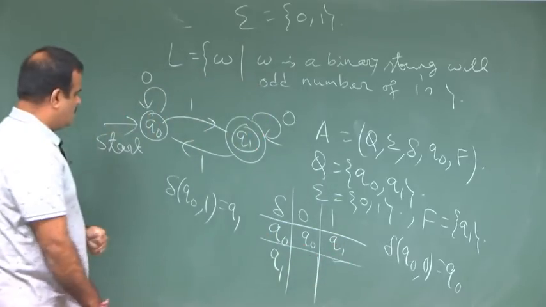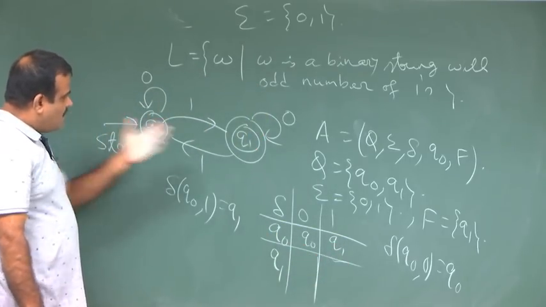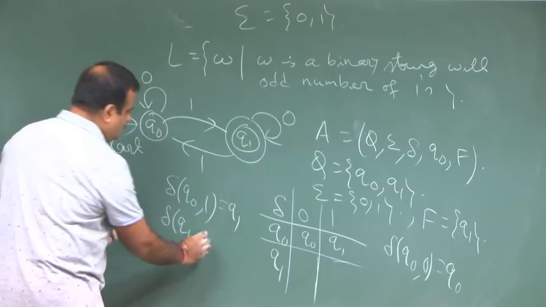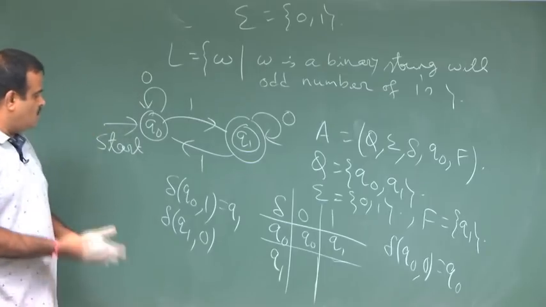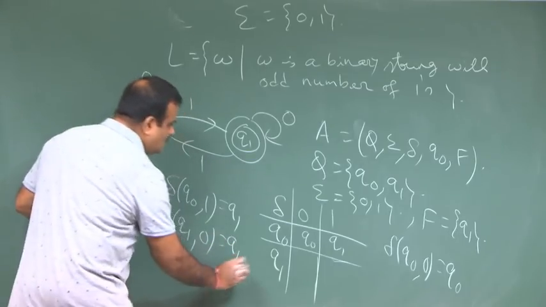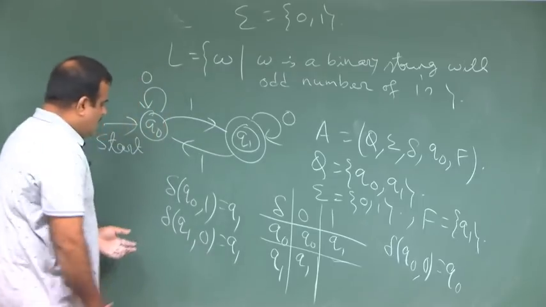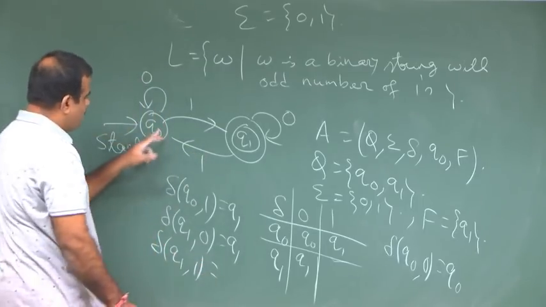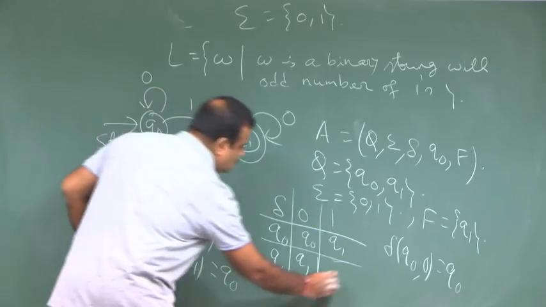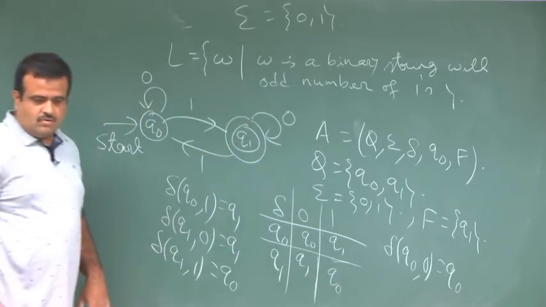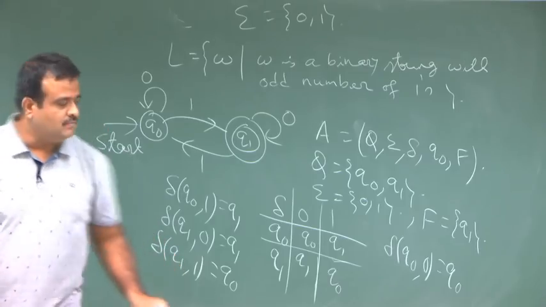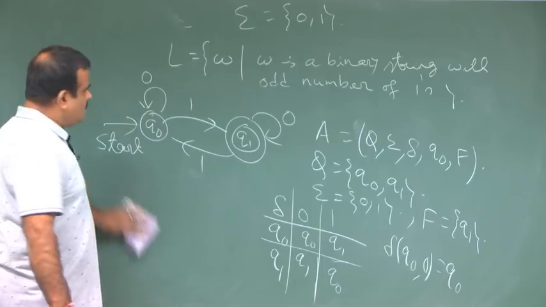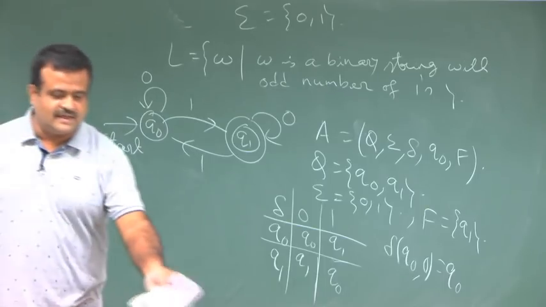Now, from Q1, delta of Q1 on a 0 input, we remain at Q1, and from Q1 if we see a 1, we come back to Q0. That is the rule. So, this is a finite automata. Now, we have to check what type of language this automata is accepting.